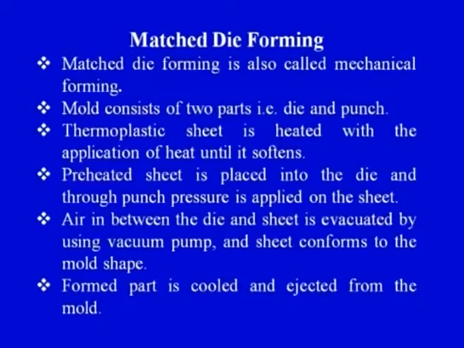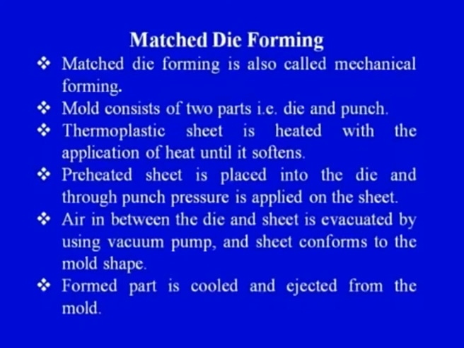Now we want to deform this sheet according to the shape of the final product. So the preheated sheet is placed into the die and through the punch pressure is applied on the sheet. So through the punch we are going to apply the pressure on the sheet. We have a die, the shape of the die would conform to the shape of the final product. So we have a product design, and that design we want to produce in a plastic material, and we have already taken the raw material in the form of a sheet which we have heated to a particular temperature.